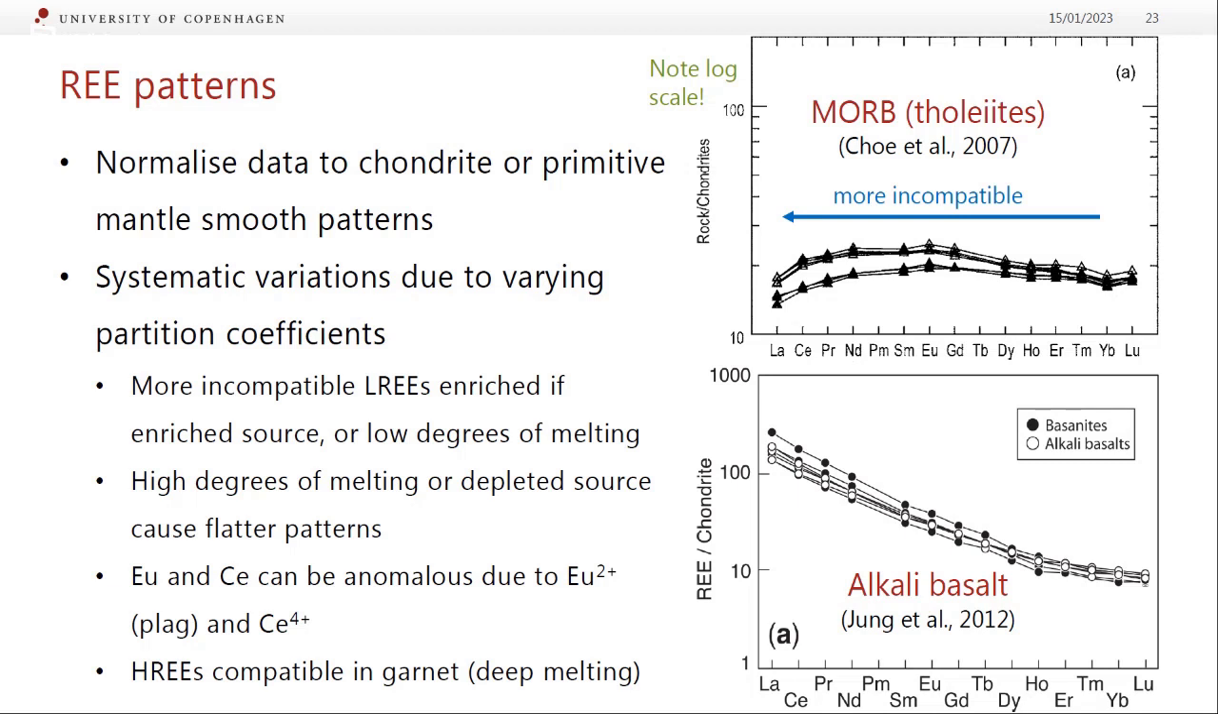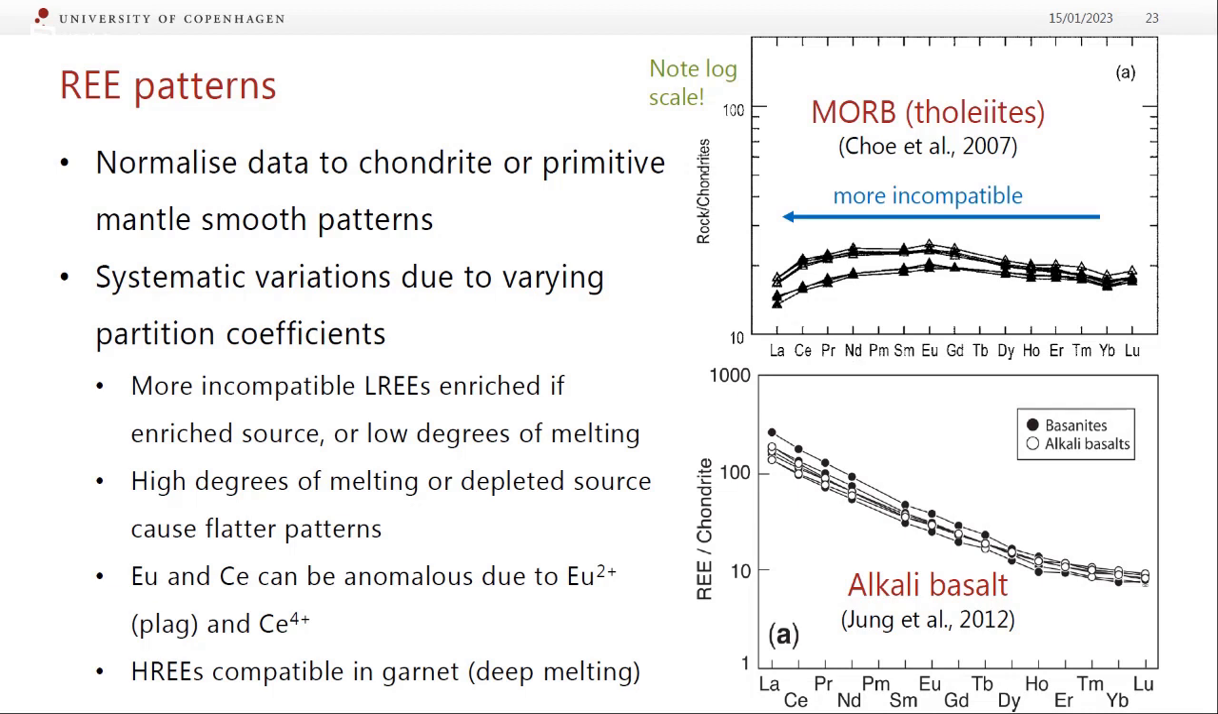We can plot the rare earth element data as these rare earth element patterns. They have to be normalized to either chondrite, which is our kind of meteorite that gives us an estimate of the original solar system composition, or primitive mantle, that's some sort of estimate of what the mantle composition was after core formation. This smooths out the spikiness in the patterns that we get otherwise, which just comes about from odd-numbered elements having lower abundances than even-numbered.